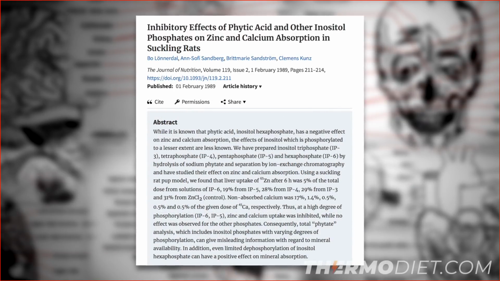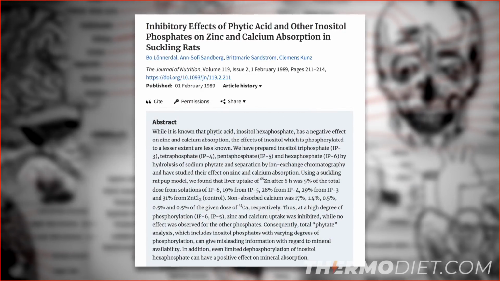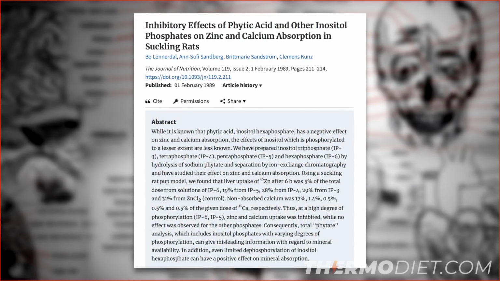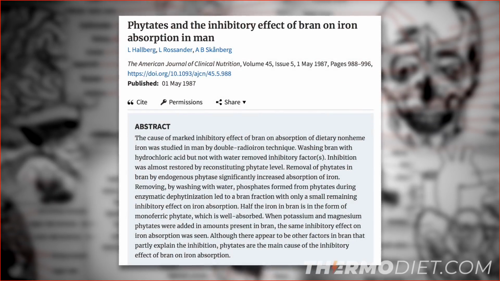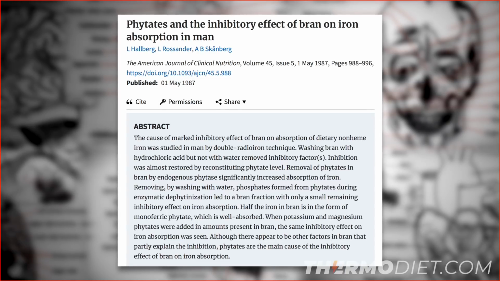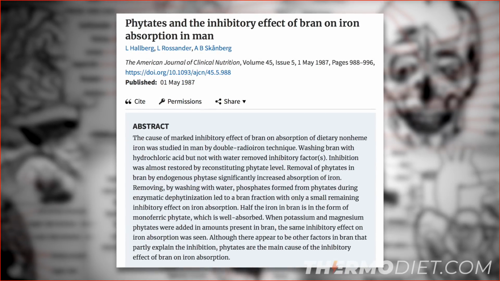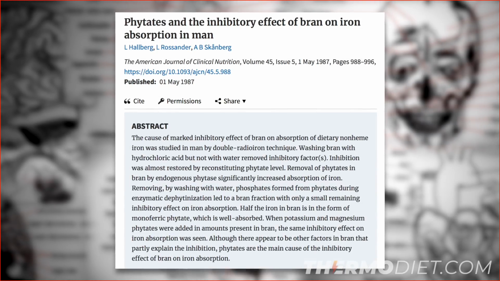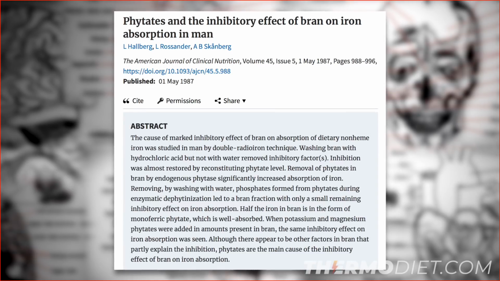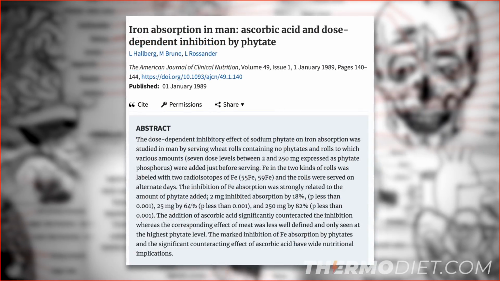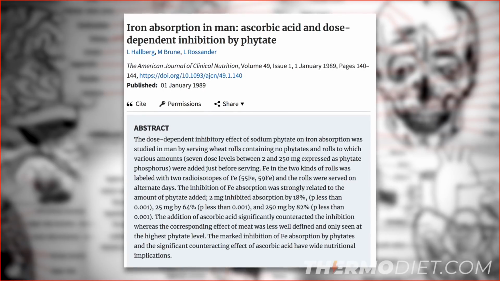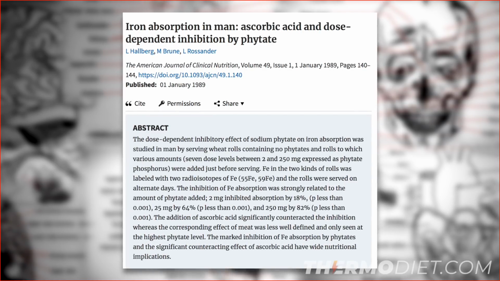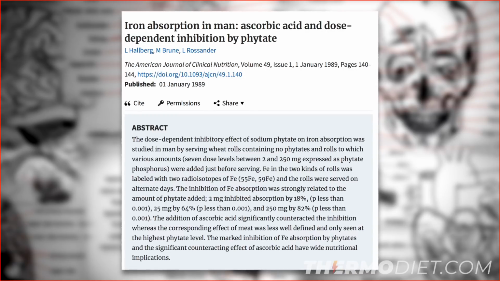Now, this study states that phytates do inhibit zinc and calcium absorption, and that phytate can give false mineral availability. This study shows that when phytic acid is consumed in the form of a bran, like rice bran, it inhibits iron absorption. This study showed the effect that phytic acid had on iron absorption in a dose-dependent manner. So clearly it blocks iron absorption.